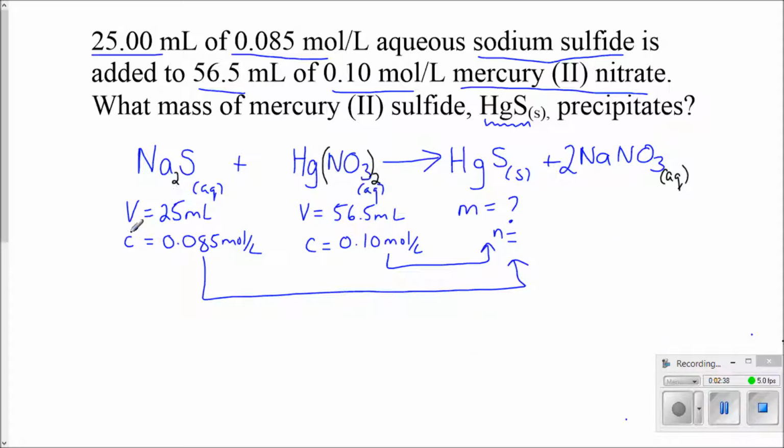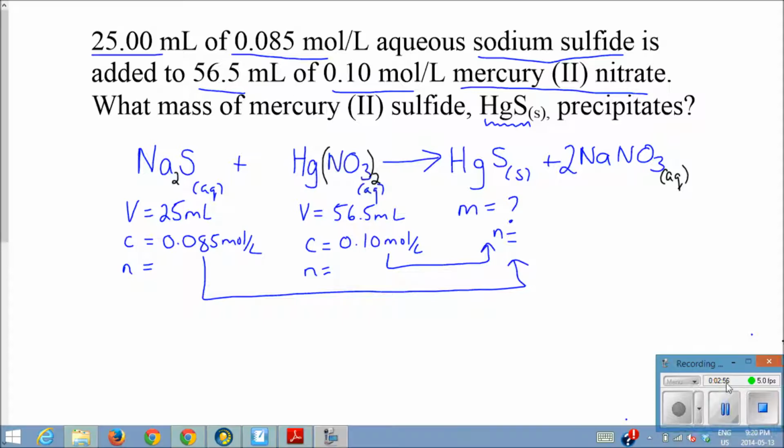When we look at this though, this is a little bit different. This is very similar to normal stoichiometry, except now we have volume and concentration. That's the different part. So we can only do the molar hop if we have moles. So what we have to find first is our moles of each of these substances.